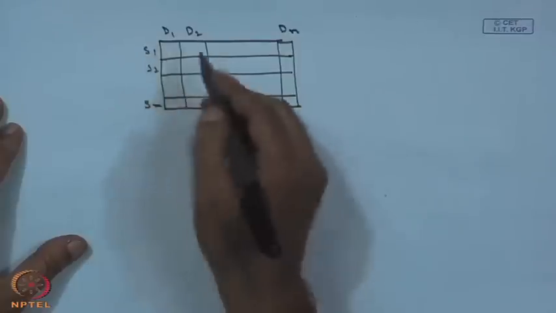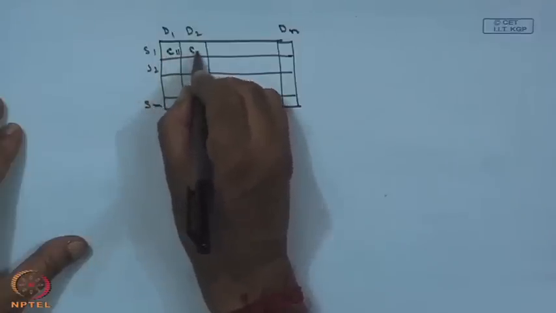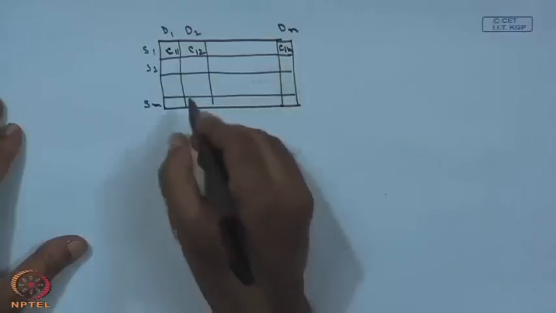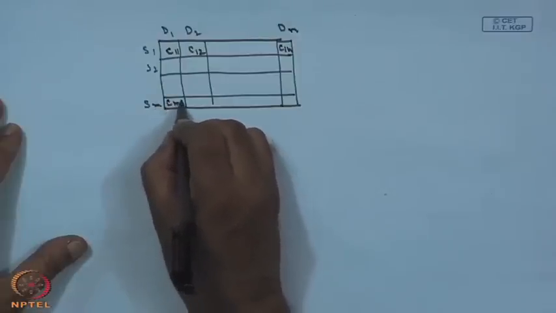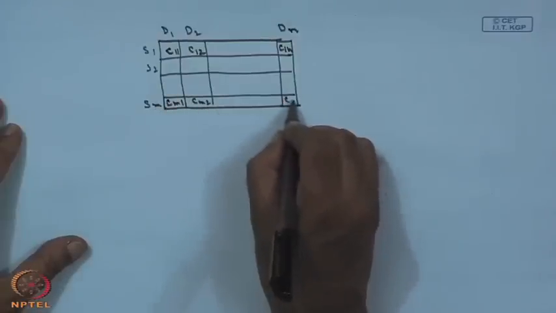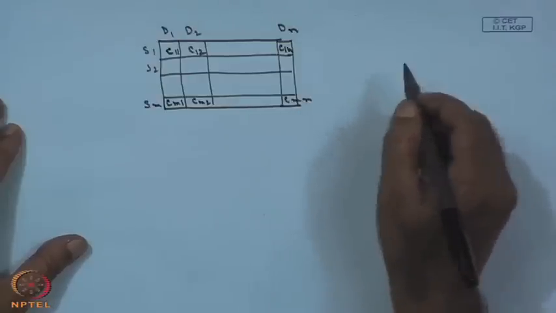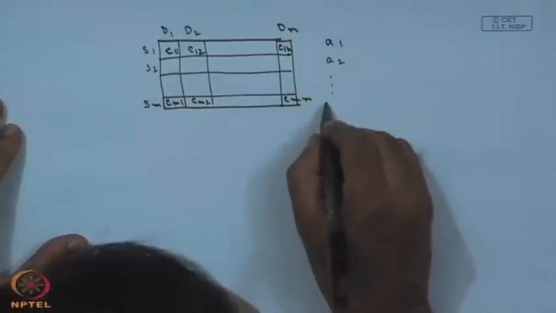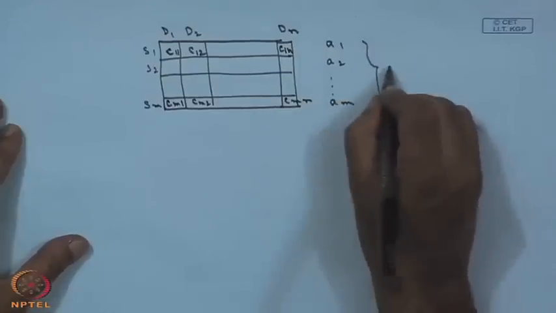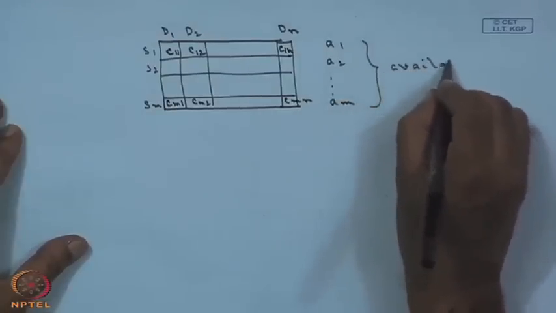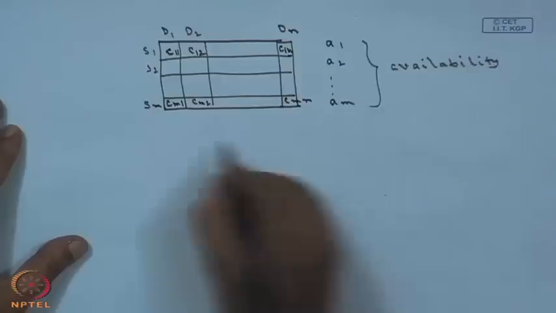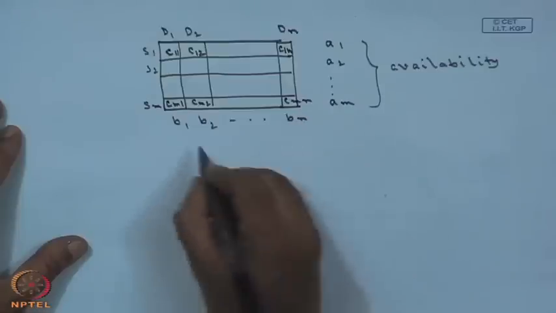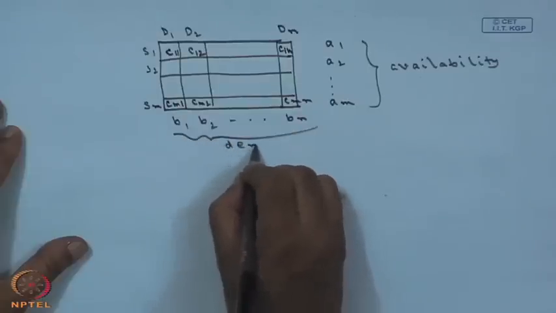So, cost of transporting from S1 to D1 is C11, S1 to D2 C12, like this way S1 to Dn C1n, and like this way from Sm it will be Cm1, Cm2, like this way Cmn. Now, there is availability. The availabilities are A1, A2 and Am. So, these we are calling availability, and there are demands we are writing B1, B2, Bn. So, this is the demand.